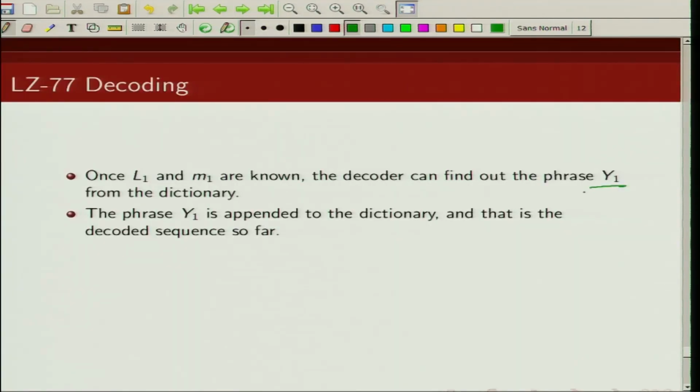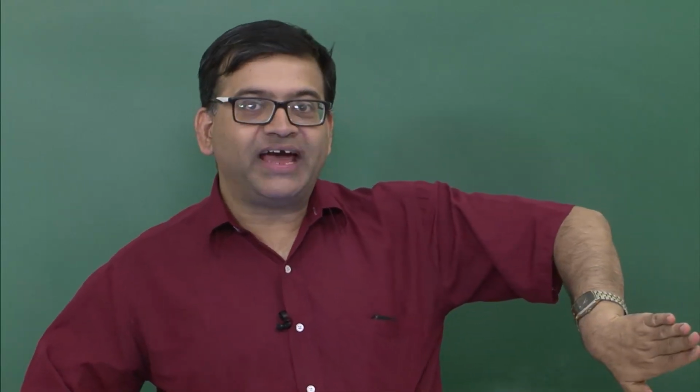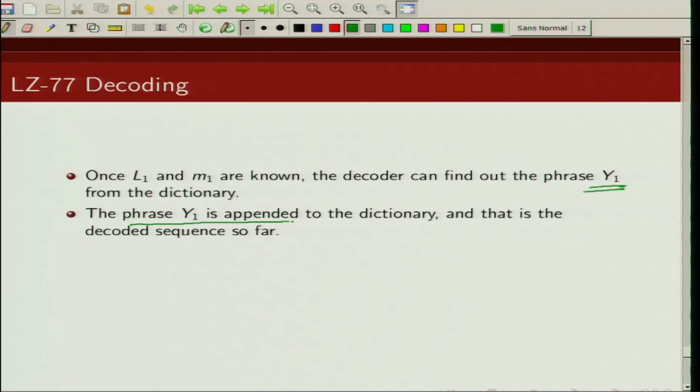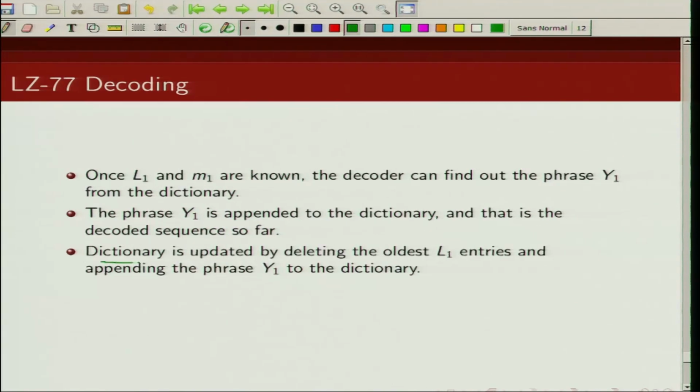Now once I find Y1, the next step is to append this Y1 to my dictionary and remove the old L1 entries from the dictionary. So my new dictionary will have this Y1 string and will have the oldest L1 entries removed. Next, the dictionary is updated by deleting the oldest L1 entries and appending the phrase Y1 to the dictionary. So that is my new dictionary.